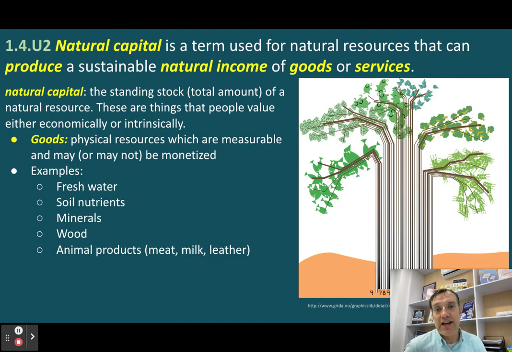One of the key terms that you've got to take away from topic 1.4 is this idea of natural capital. This is how much we have a storage of a natural resource. So how much fresh water do we have? How many soil nutrients do we have in a particular area? What's the total cubic feet of minerals or wood in a particular area? They are generally things that people value either monetarily, they can put a dollar amount on them, or they value them intrinsically.